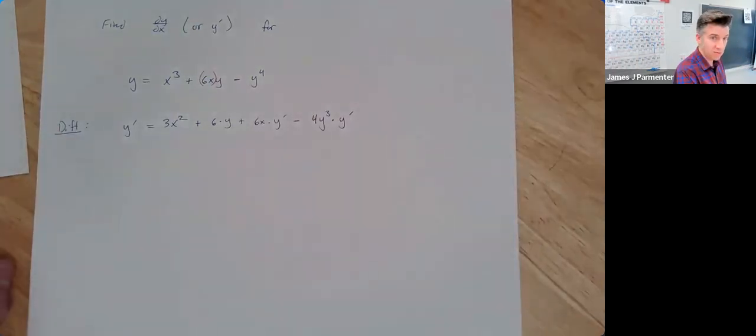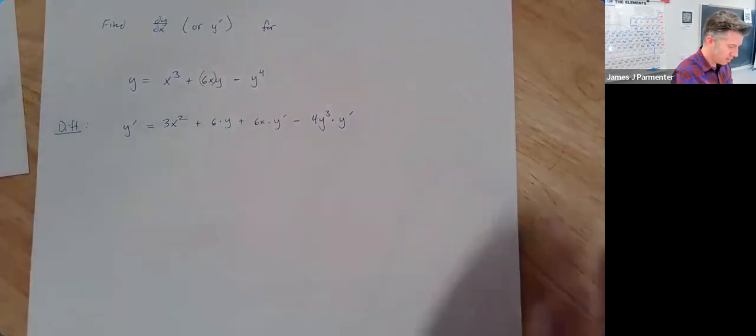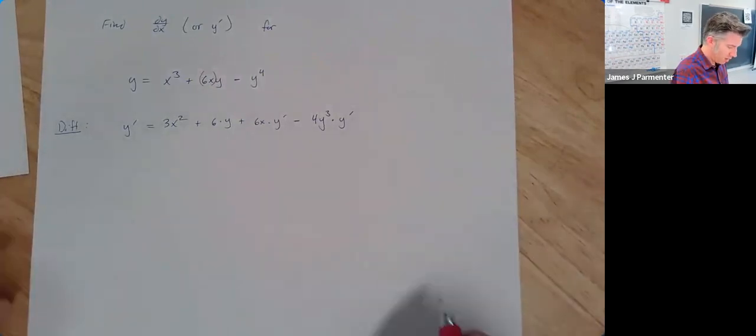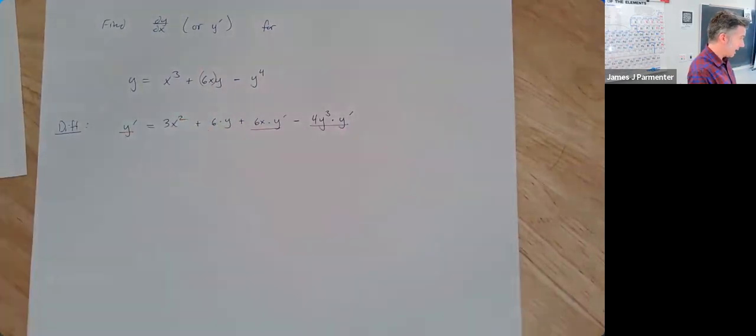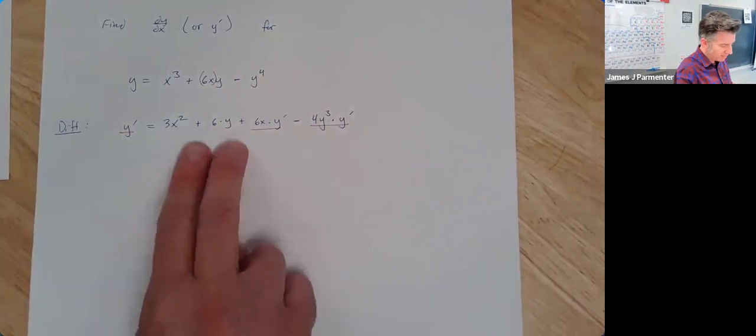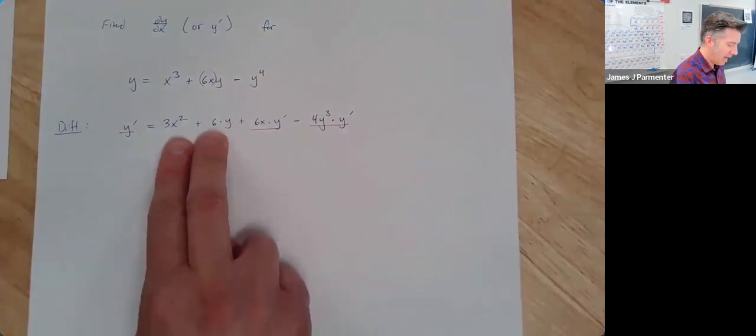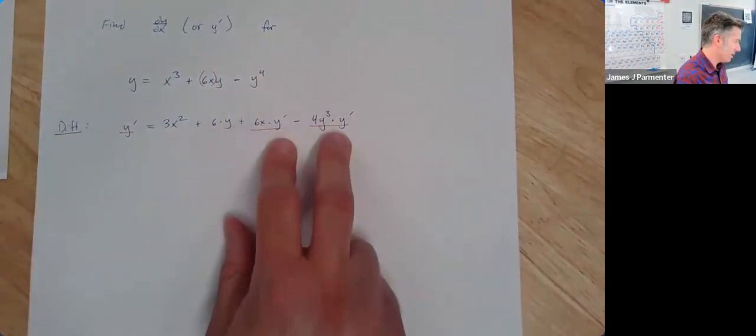Or 4 times y cubed times y prime. Just like before, bring all the y prime terms to the same side. It does not matter which side you pick, as long as all the y primes are on one side and all of everything else is on the other side. Well, since all of everything else is already on the right-hand side, I might as well bring the y prime things to the left side.